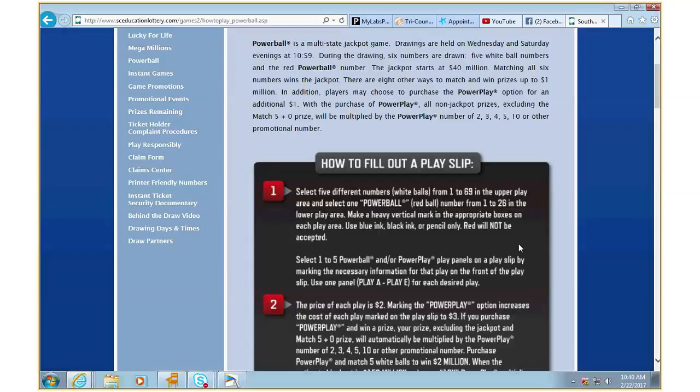So select 5 different numbers. 5 would be r. From 1 to 69. 69 would be n. One number from 1 to what? 26. So that'd be 26 combination of 1.